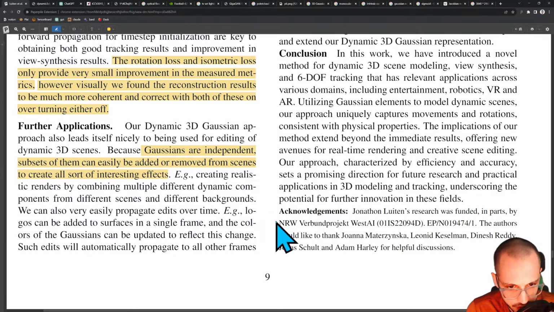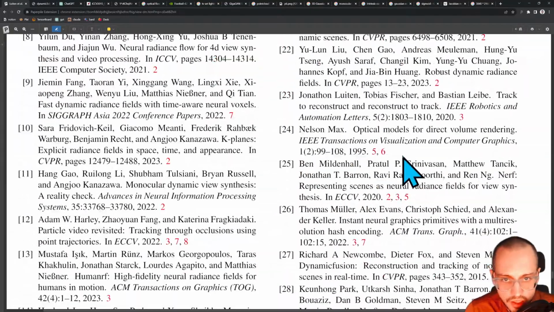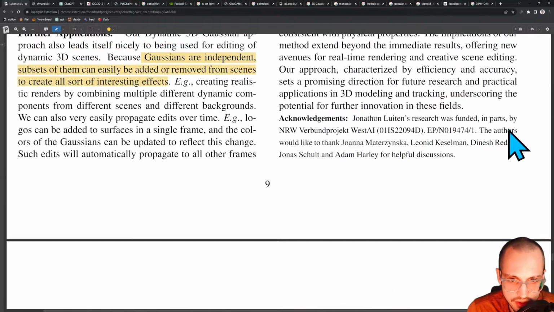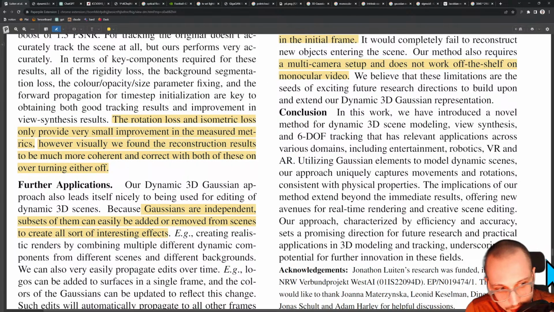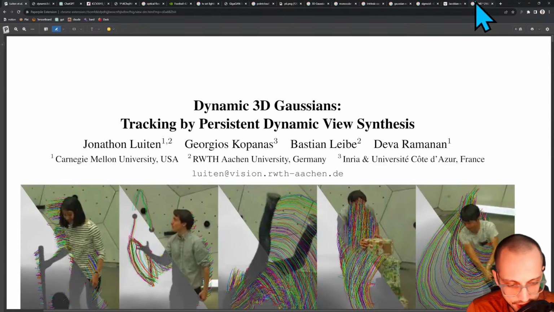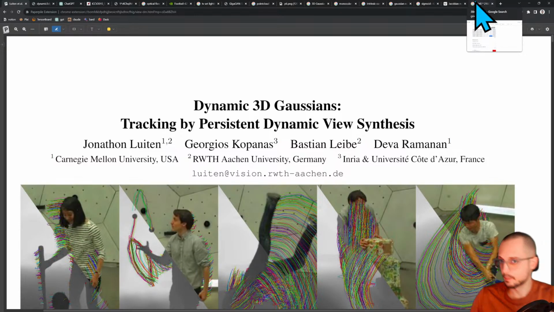And this is work being funded by some kind of German government grant. I don't know what Verbund Project West AI is. But cool. All right, no appendices. Don't even need it. And that's the paper, guys. Let's scroll up top here. Let me take a big sip of this yerba mate, and then let's summarize this bad boy.